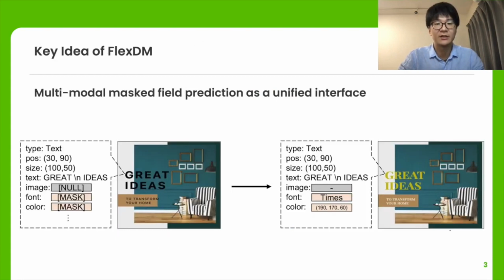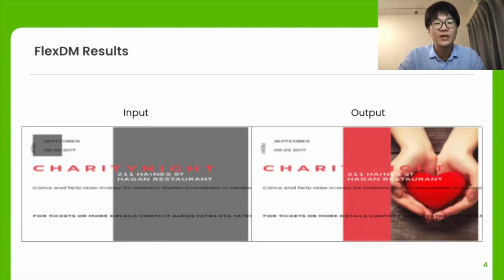FlexDM's key idea is doing masked field prediction in multimodal document domain as a unified interface. With this view, various design tasks can be represented by just changing a masking pattern. We experimentally show that FlexDM successfully solves various design tasks, and here is an example.